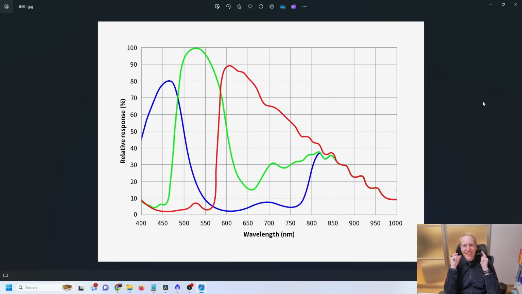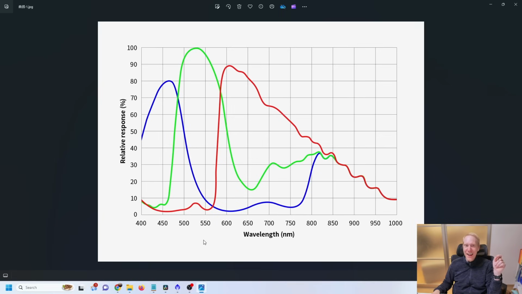But one thing that is not often realized is that a pixel covered by a blue filter does not capture only blue, and a pixel covered by a green filter doesn't capture only green, and you guessed it, a pixel covered by a red filter does not capture only red. Let's have a look.